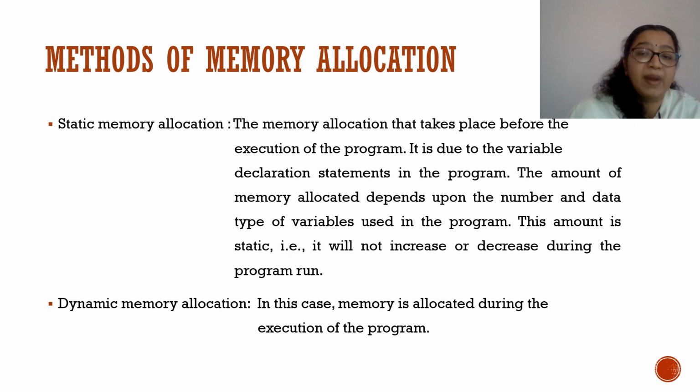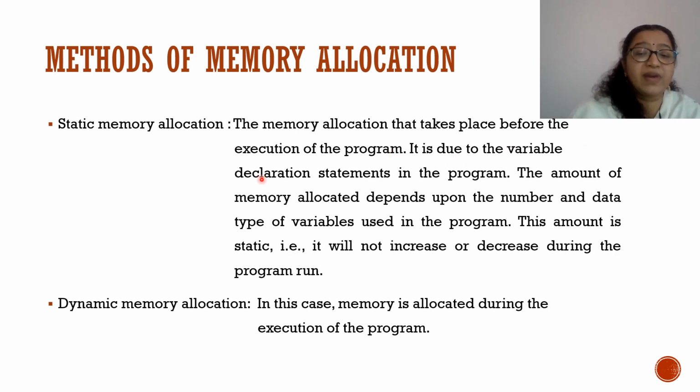The methods of memory allocation using pointers. Okay, so what methods are there when we are using pointers? There are 2 methods. One is static memory allocation and the next one is dynamic memory allocation. So what is static memory allocation? The memory allocation that takes place before the execution of the program. So if you are using a static method of pointer, the memory will be allocated before the execution itself. That means at the compilation time itself.